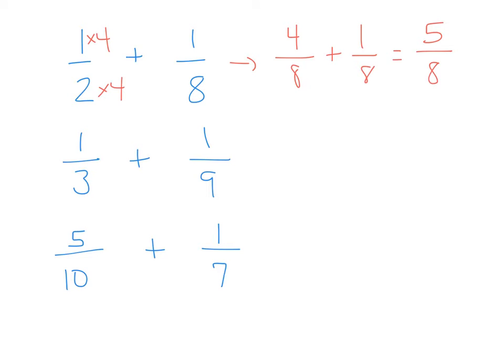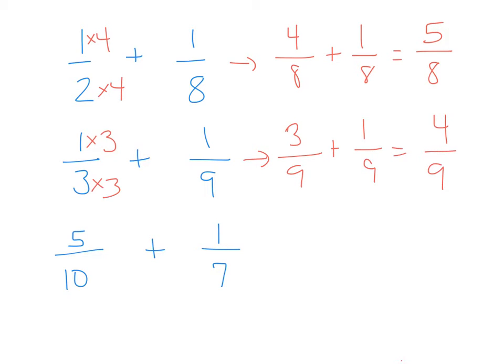Next up, we have 1/3 and 1/9. Well, for both of these problems here, I can take 3 times something to get to 9. 3 times 3 can get me to 9. I multiply both my denominator and numerator by the same amount, because if I didn't do that, they wouldn't be equivalent fractions. So I rewrite my problem as 3 ninths plus 1/9, which when I add together is 4 ninths.